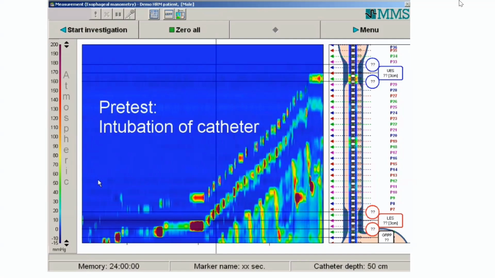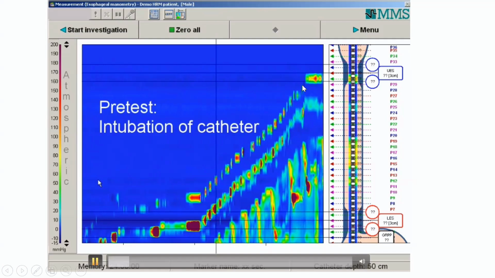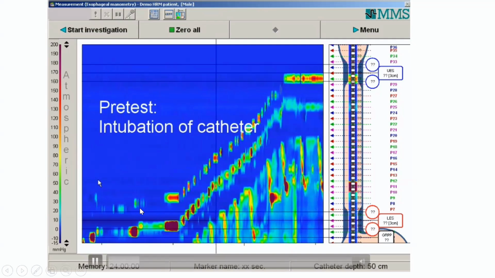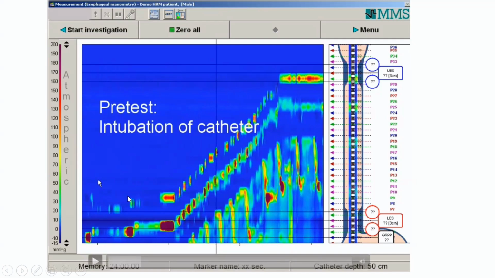Then I watch this high pressure zone in the UES. I ask the nurse to go down and insert, and I have to see this high pressure zone located in this area, and I also have to see below it that there is also a high pressure zone, which is the LES, between these two lines. This is the LES border. Once I see this high pressure zone here and this one here, I ask the nurse to stop inserting and fix the catheter at this point.